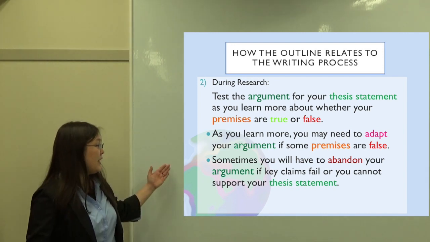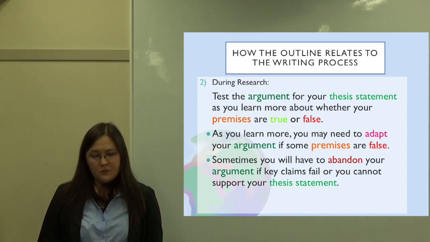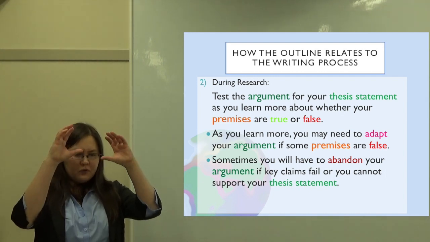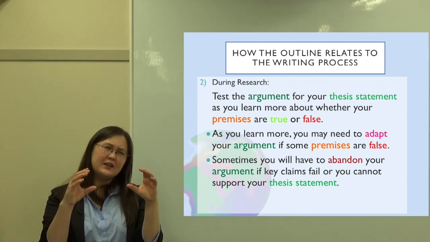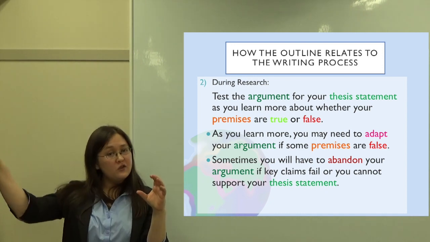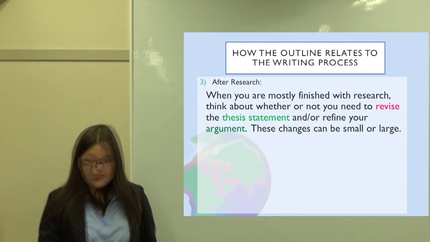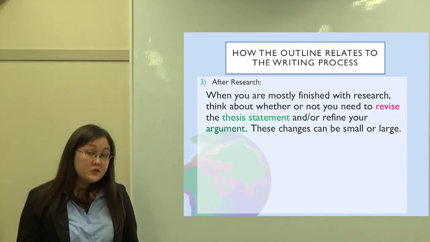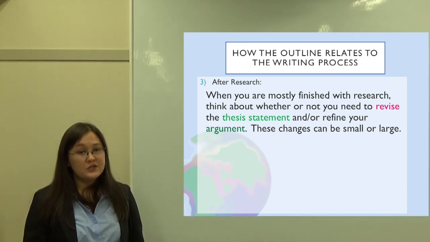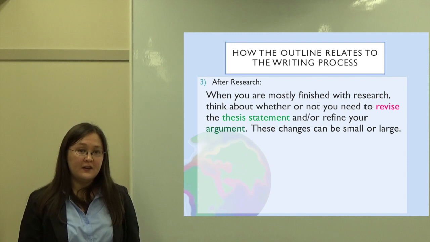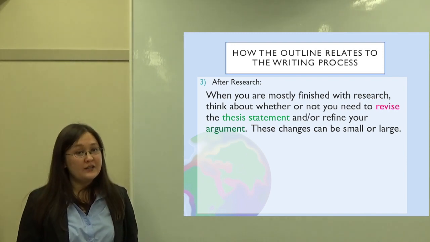Sometimes you might need to abandon your argument if the key claims fail. So maybe you'll find in your argument, claim 1 and claim 3, I found the evidence, but claim 2, I didn't find any evidence for that one. So that's okay, you can get rid of it and choose a different claim to match the evidence that you found. After you research, or when you're almost finished with the research, then you think about whether you need to revise your thesis statement based on the evidence that you found according to your outline. So it might be a large change or it might be a small change.